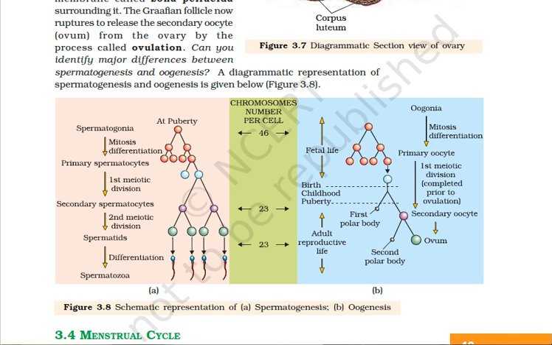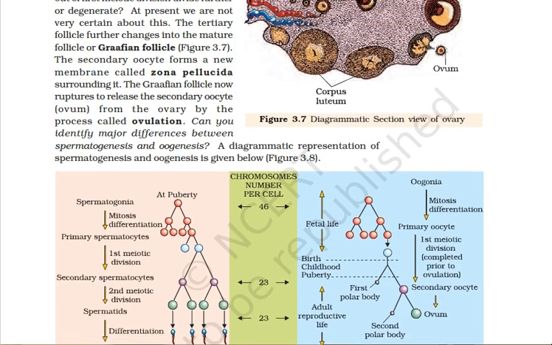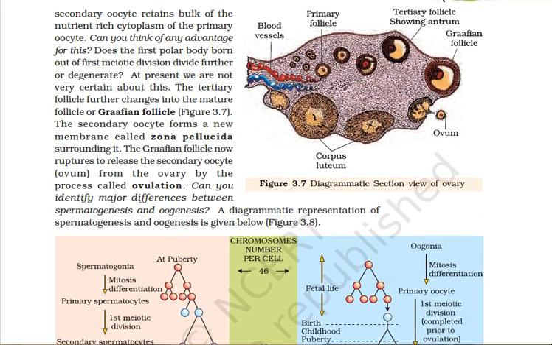So at the time of ovulation, the granulosal cells of the ruptured follicle change to form another structure called the corpus luteum. This is the corpus luteum given here in the diagrammatic section view of the ovary. So I am repeating, the granulosal cells of the ruptured follicle change to form the corpus luteum, which is a yellow body, and it releases a hormone called progesterone.